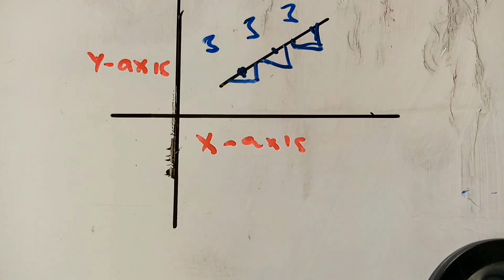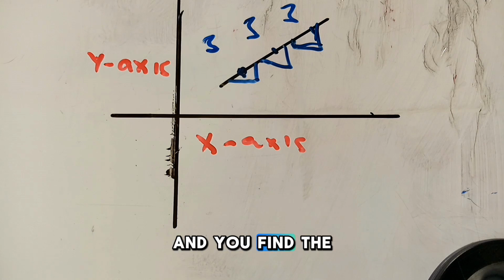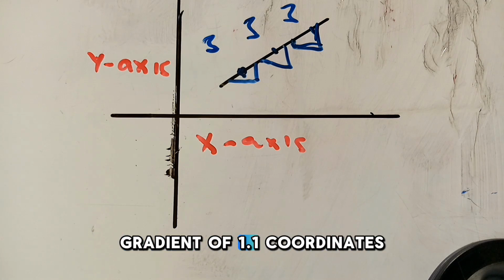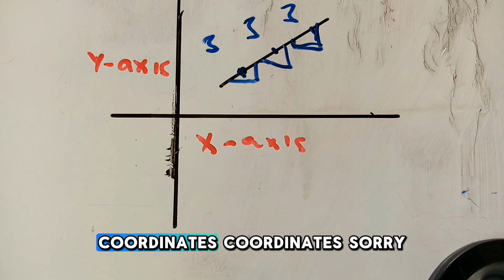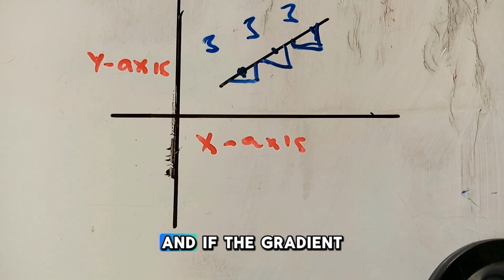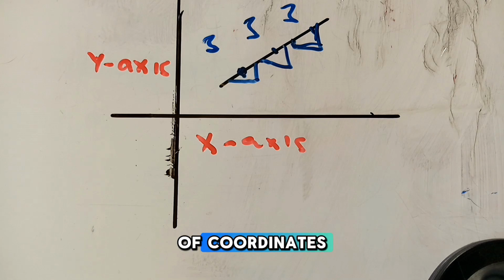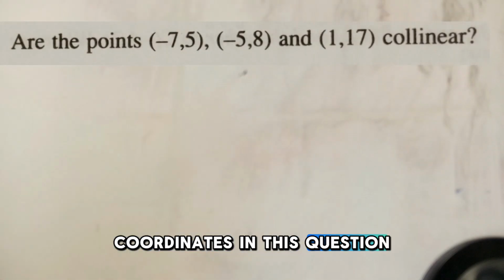So if you have 3 points, you find the gradient of one set of coordinates, and you also have to find the gradient of another set of coordinates. And if the gradients of those two sets of coordinates are the same, then those points are said to be collinear.